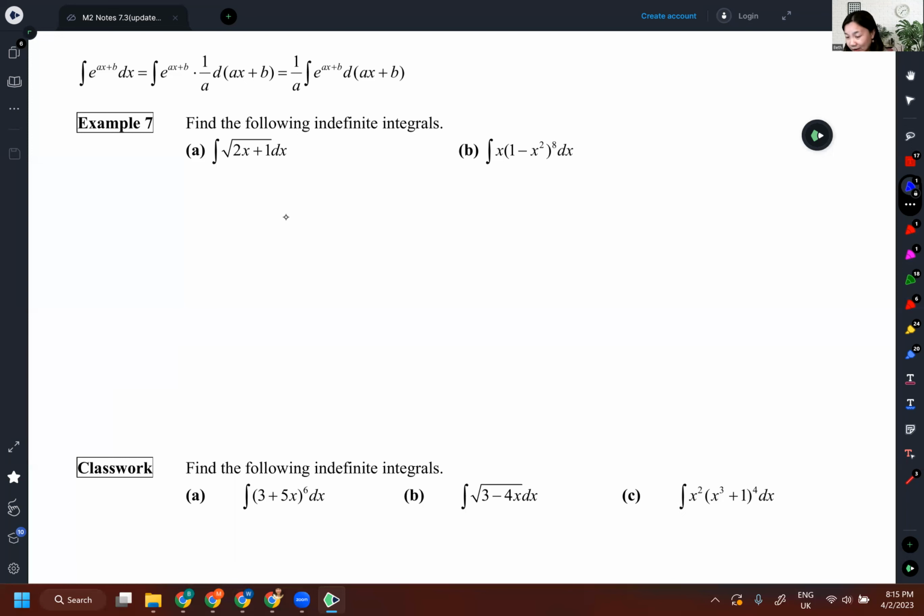Now, this one, in order to do that, I need to get rid of the structure here, which is square root, that's not good. And then also 2x plus 1. It's not the best. So my substitution will be, let me think it through. My substitution will be, let u be 2x plus 1 for A. Let u be 2x plus 1.